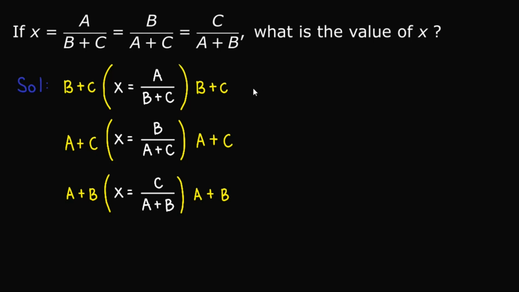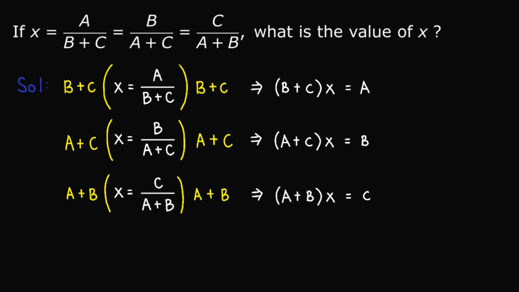So canceling this, we'll have b plus c times x equals a. Doing the same here, we'll have a plus c times x equals b. And lastly, doing the same in the last one, we'll obtain a plus b times x equals c. So these equations look much simpler now.